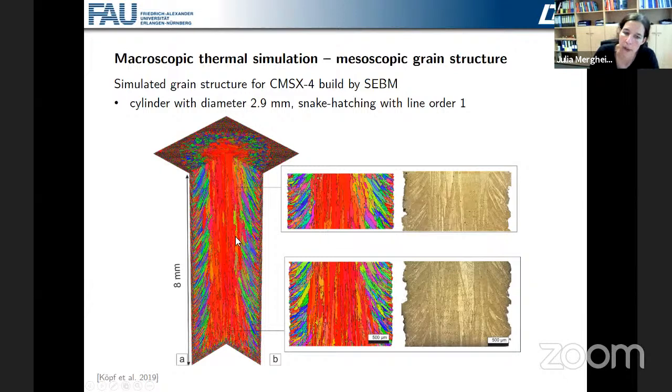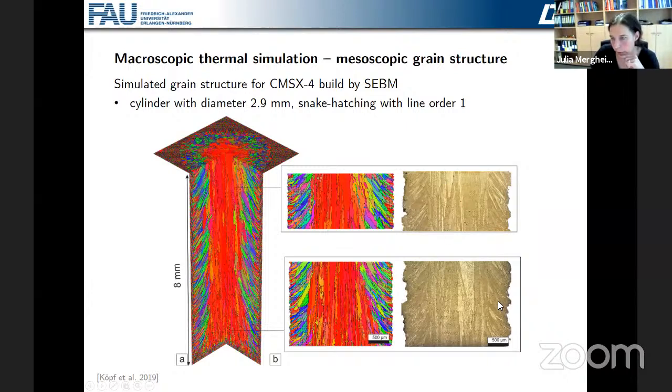What we see here is a cut through the cylinder, and it is observed that in the middle of the cylinder we have this columnar grain structure, and the grains are vertically aligned with the building direction. However, here at the boundary we see that the grains are inclined, and that we also have some smaller grains directly at the boundary. The same is observed within these two vertical cuts at different heights of the cylinder. And that is also compared with experimental results.